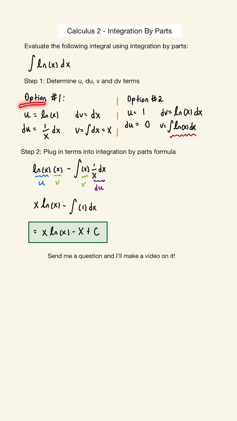With that, for option one, we can go ahead and write dv as dx, and we can take the derivative of u to get du, or 1 over x dx, and then we can get v by integrating dx, which will give us x. And in option 2, we'll take the derivative of u, or 1, and get 0. And for v, we'll take the integral of ln of x.